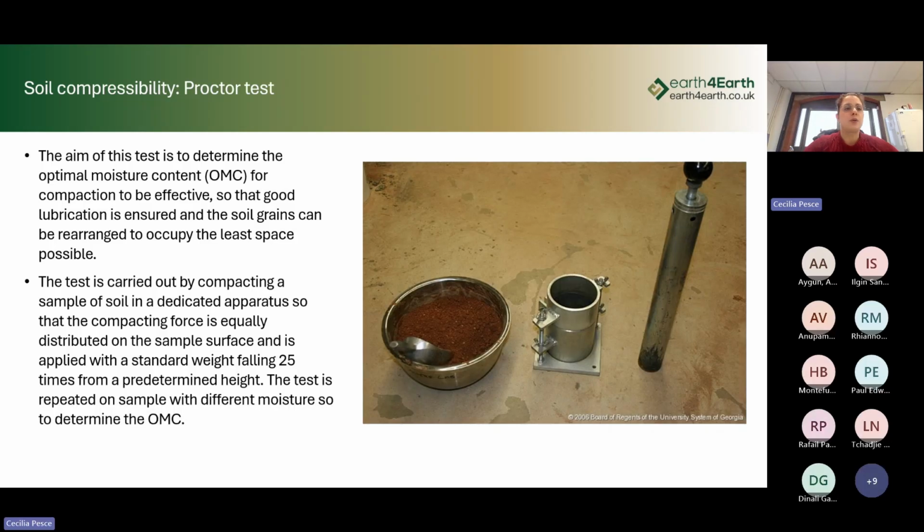And then we can also measure the compressibility of the soil. This is the Proctor test. So this is to identify the optimal moisture content for a soil to be compressed. So basically, if we want to compress a soil, for example in rammed earth, we need to identify what's the best water content that can help us to compress that soil, and the Proctor test is aimed at finding that water content.